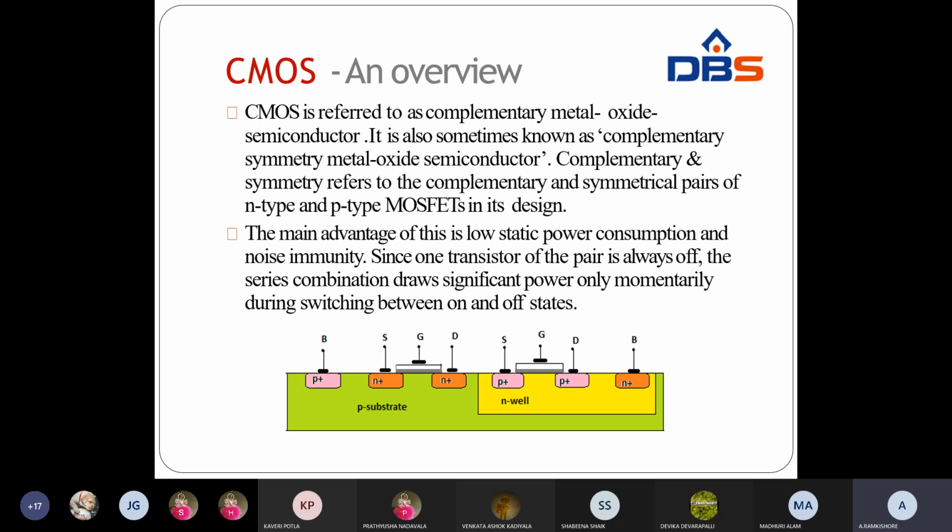Again, we have to see a simple CMOS device. Here we have a CMOS configuration, and this design will be implemented using the N-well process.